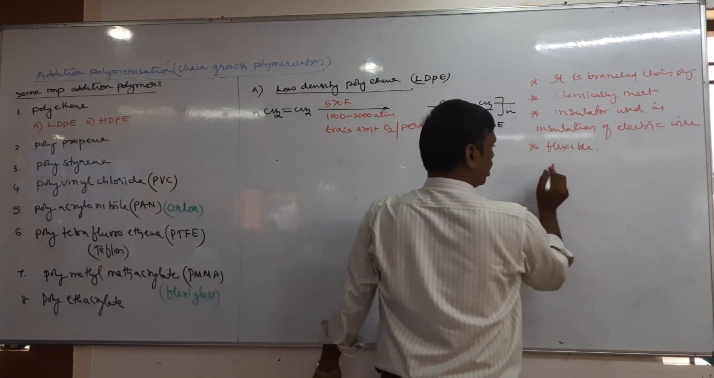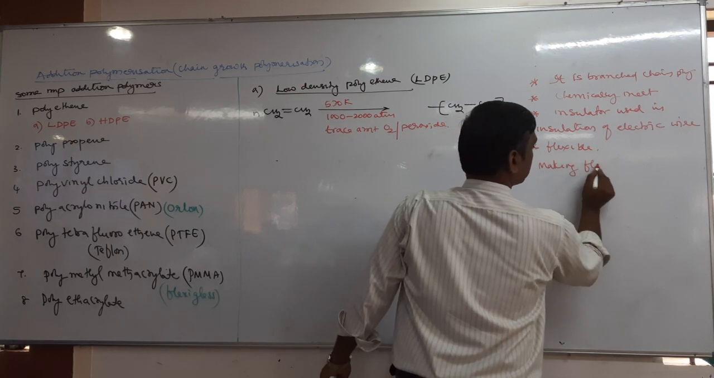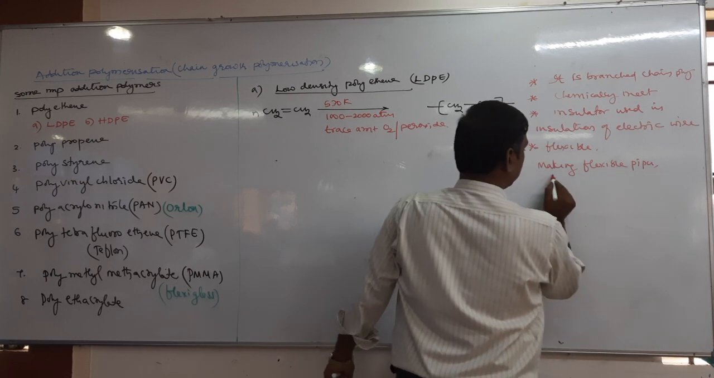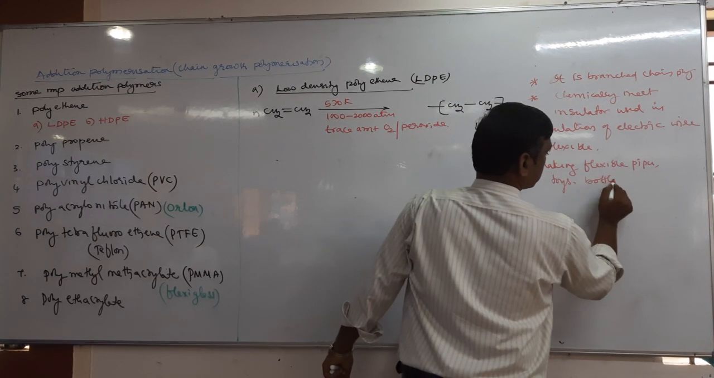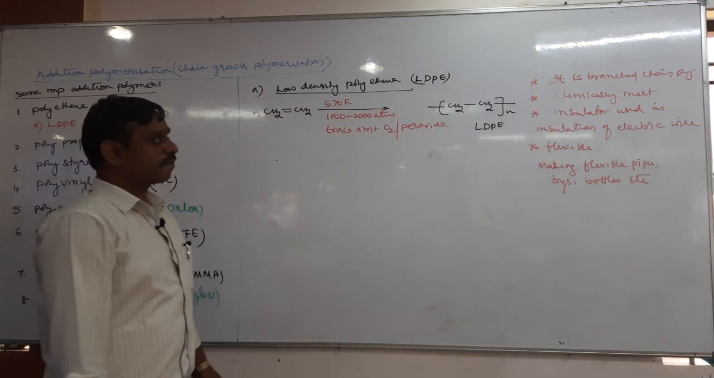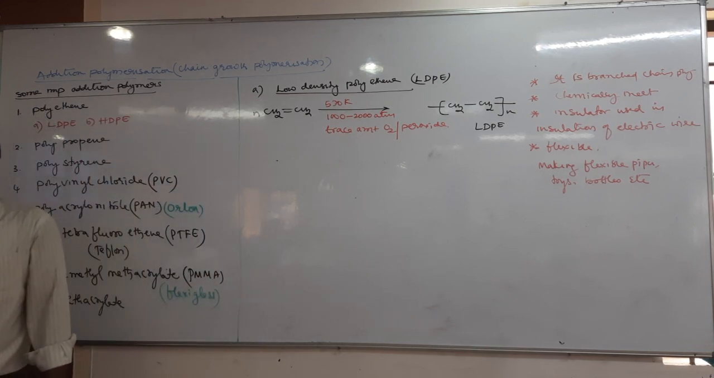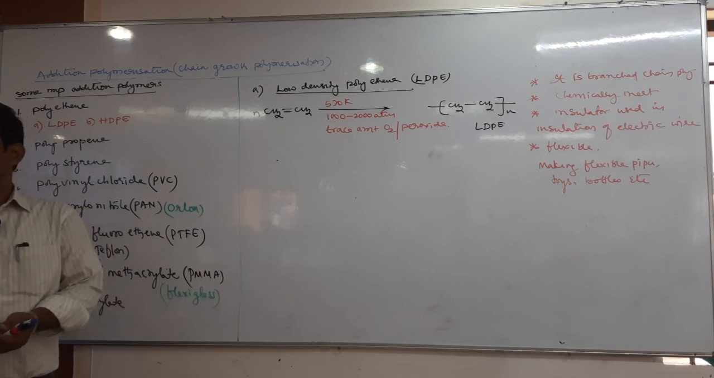So therefore, it is used in making flexible pipes, toys, bottles, etc. That is about LDPE, low density polyethylene.